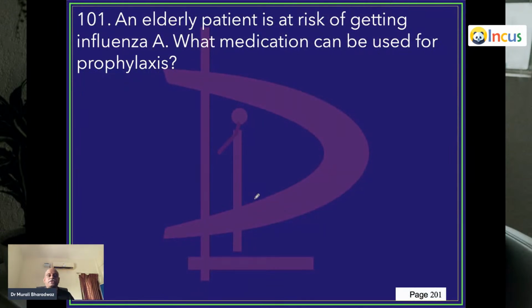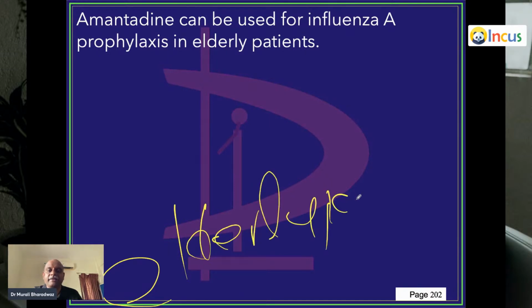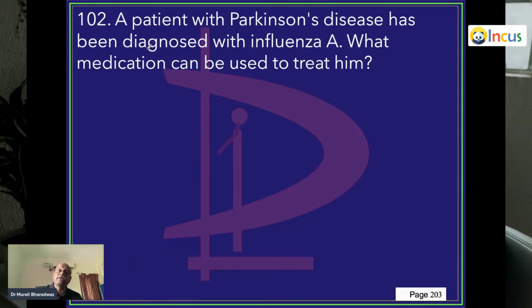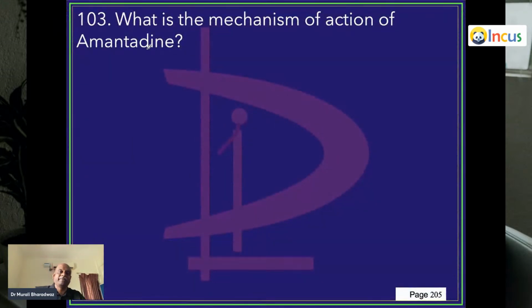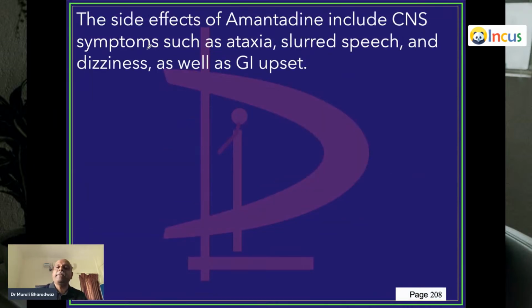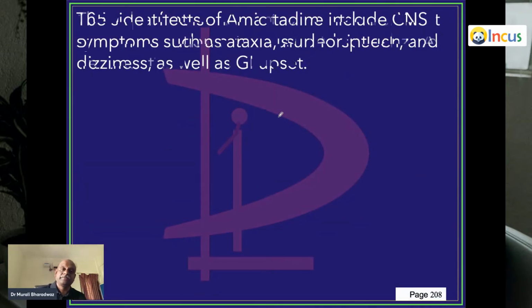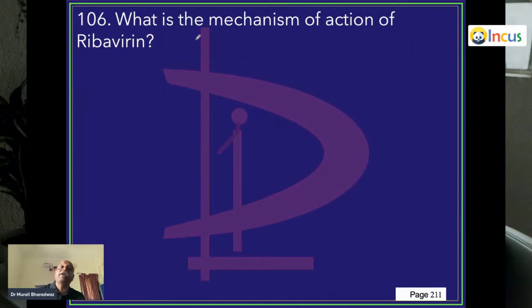An elderly patient is at risk of getting influenza. You can give amantadine to elderly people, especially since tomorrow the clinical unit will give an elderly patient. Amantadine very much can be given. In a patient with Parkinsonism with influenza, amantadine is the preferred one. Now, what is the side effect of amantadine? Mainly GI upset. If a patient is allergic to amantadine, as we said, rimantadine can very much be given.